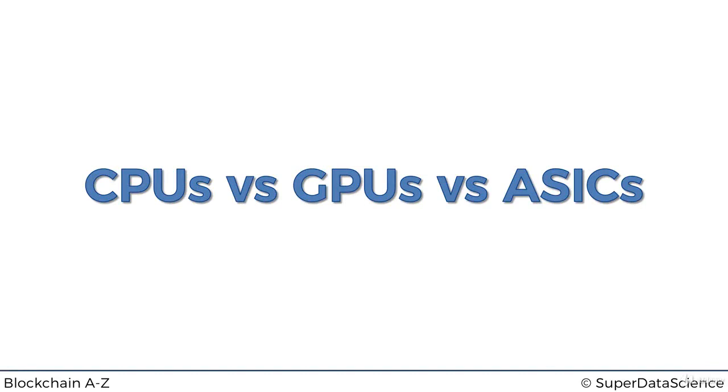We're going to dive into the world of different types of mining hardware that miners use to solve the cryptographic hash puzzle. And specifically, we'll talk about CPUs, GPUs, and ASICs. All right, let's get started.